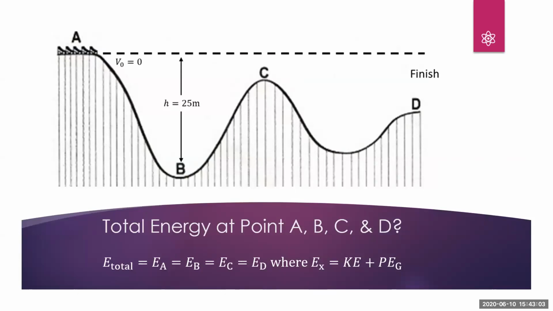We now know that the total energy at all points of the roller coaster are equal. We can express this mathematically as E total equals EA equals EB equals EC equals ED, where EX, or E of any variable, is equal to kinetic energy plus potential energy. The total energy at point A is equal to the total energy at points B, C, and D.